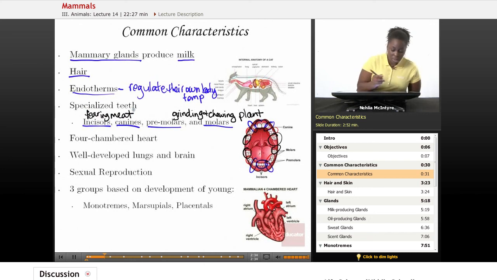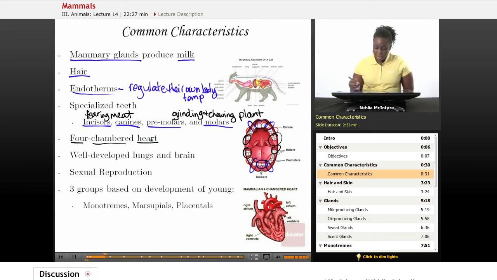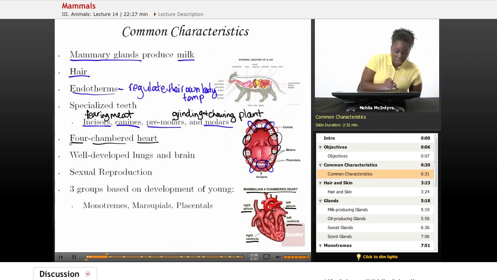All mammals also have a 4-chambered heart. For example, here we see the mammalian 4-chambered heart. The 4 chambers are the right atrium, the right ventricle, the left atrium, and the left ventricle. Some other animals may have a 3-chambered heart or a 2-chambered heart, like fish, but all mammals have a 4-chambered heart. All mammals also have well-developed lungs and a well-developed brain.